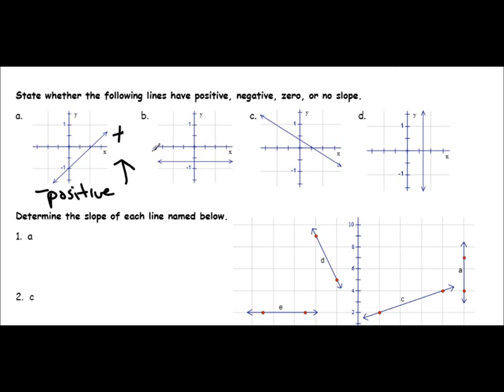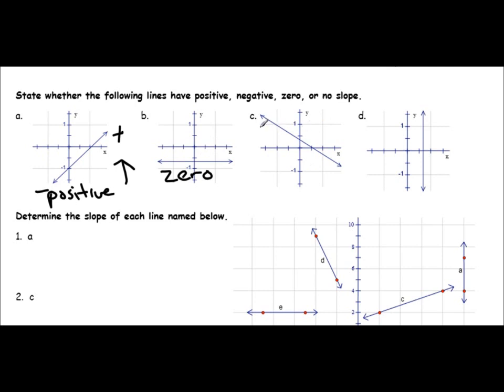If it's a horizontal line, just think of it like a ski slope. You can still ski on a horizontal line. You're just not going to go up or down, right? So it still has a slope of 0 because you could still ski on it. It just doesn't have a slant to it.